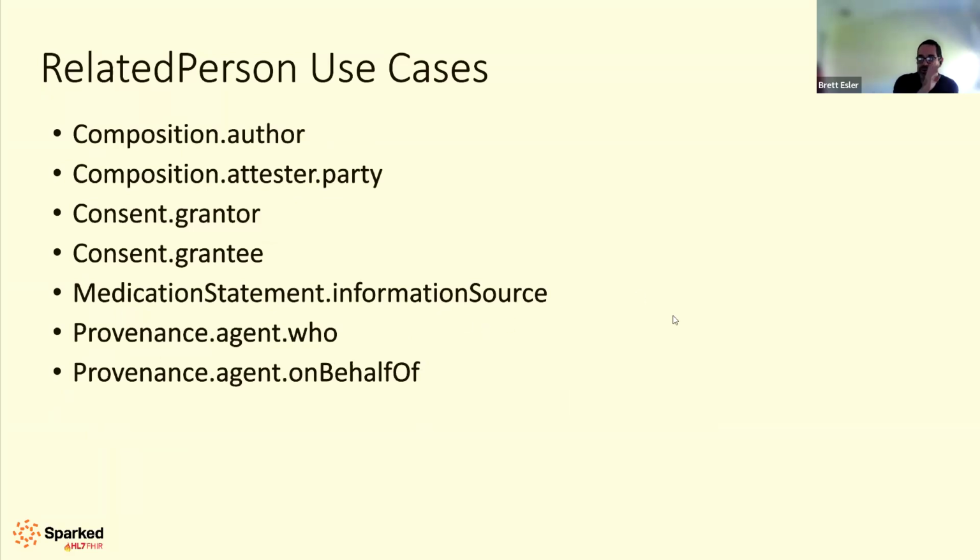So there's just a selection of places where related person is referred to from FHIR concepts. Composition is your document structure, so there are things like author: a related person has authored a document, or maybe attested the document. Another thing is to grant consent, or be the grantee of consent. Information sources for medication statements, and things like provenance, where for any record of activity around a resource you can identify the related person as the one it's about or on behalf of someone else. Yeah.